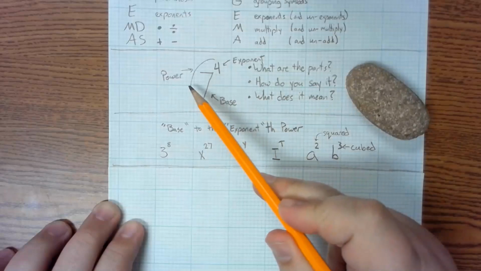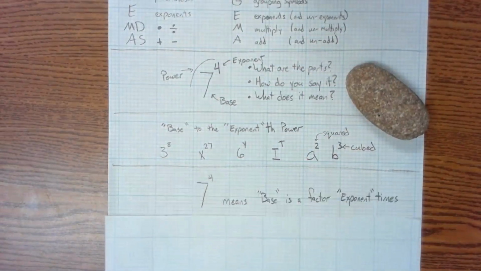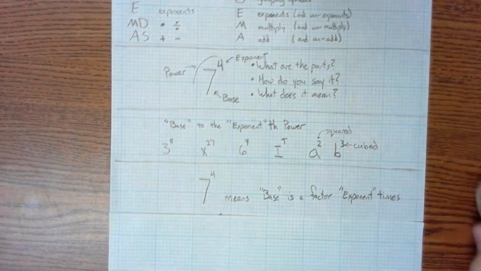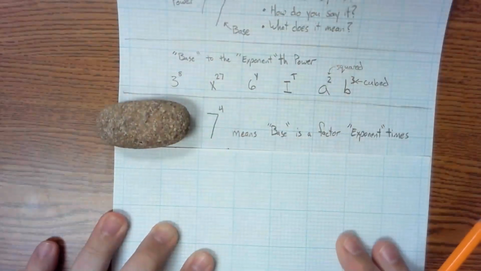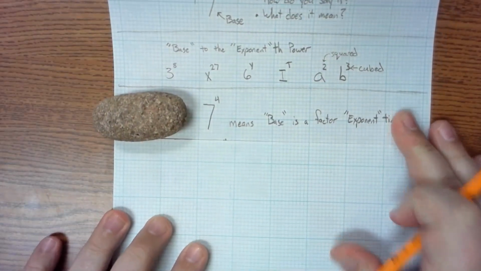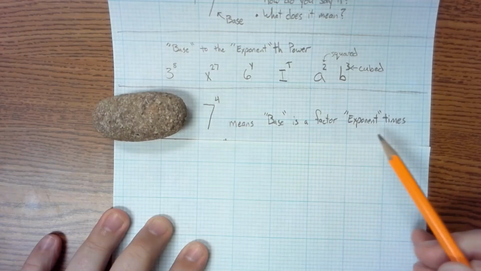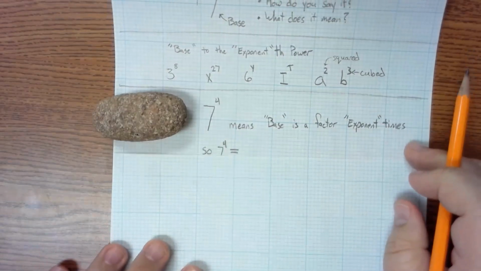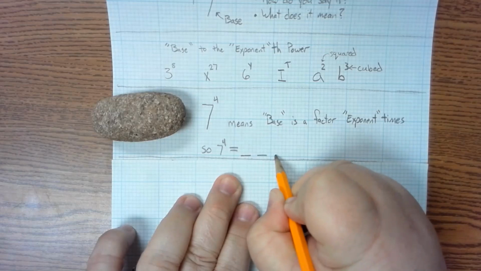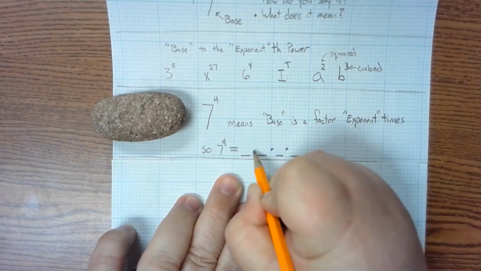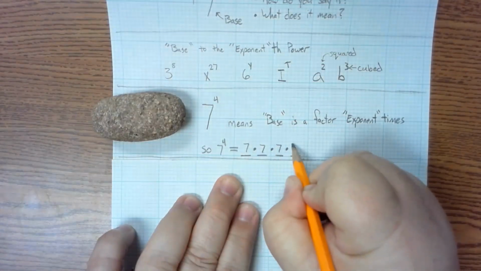All right. What are the parts? Base, exponent, power. How do you say it? You say base to the exponent's power. But what does it mean? All right, Balboa. Over here now. What does it mean? 7 to the fourth power means we have the base as a factor exponent times. So 7 to the fourth power means I'm going to have 1, 2, 3, 4 factors of 7. 7 times 7 times 7 times 7.